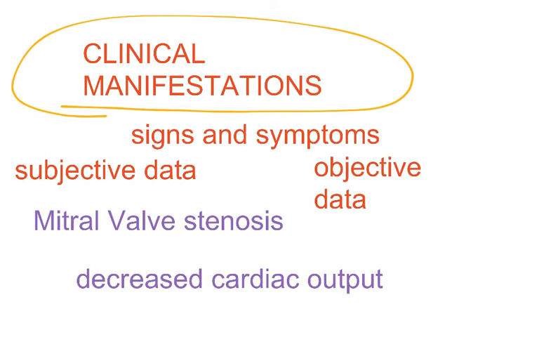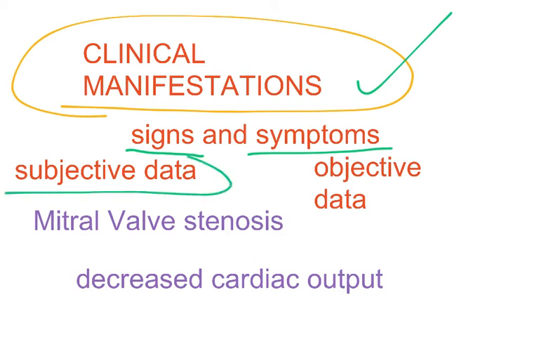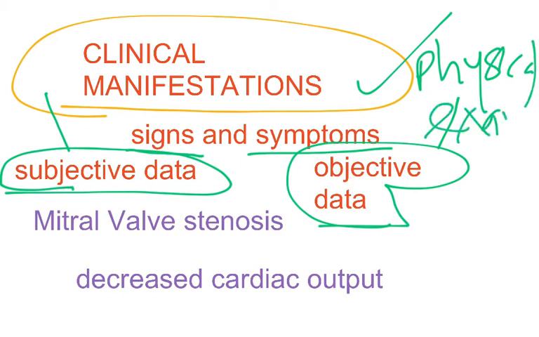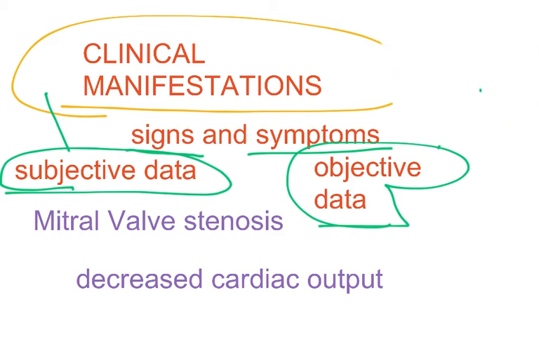Whoa. So now we're getting excited about our studying. The clinical manifestation, we look at the signs and symptoms, right? We look for subjective data and objective data, okay? Subjective is definitely what the patient reports, and objective is what we find on physical exam. All right? Physical exam, right? That's where we find our objective data, right?